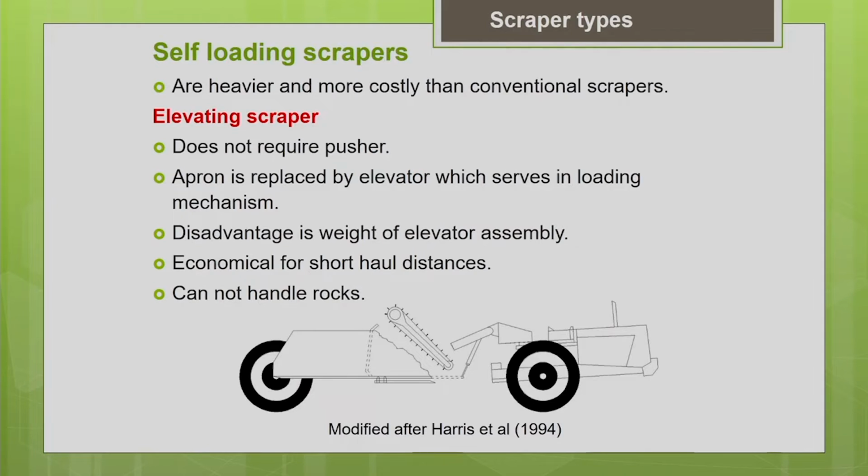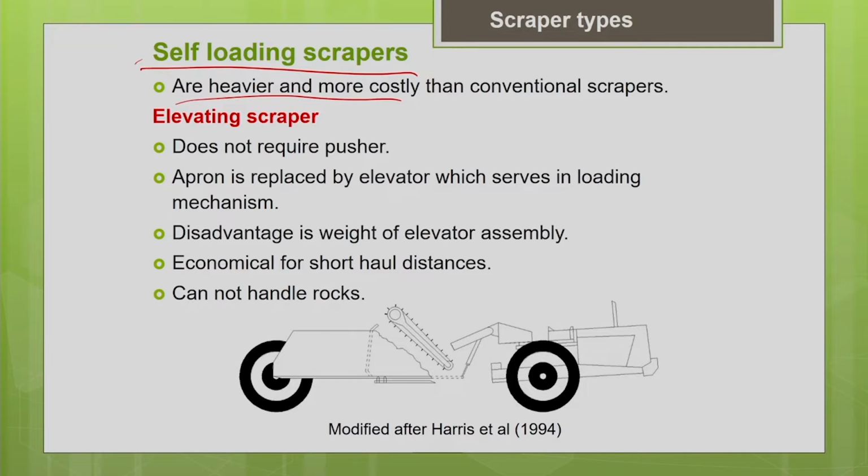So the next is your self-loading scraper. So far we have discussed the pusher loaded scraper, where it needs the assistance of a pusher during its loading operation. In these scrapers, it is self-loading. That means it can load on its own. It does not need the assistance of another machine during its loading operation. But basically these machines are heavier and costlier when compared to your conventional pusher loaded scrapers. That is one limitation of this machine.